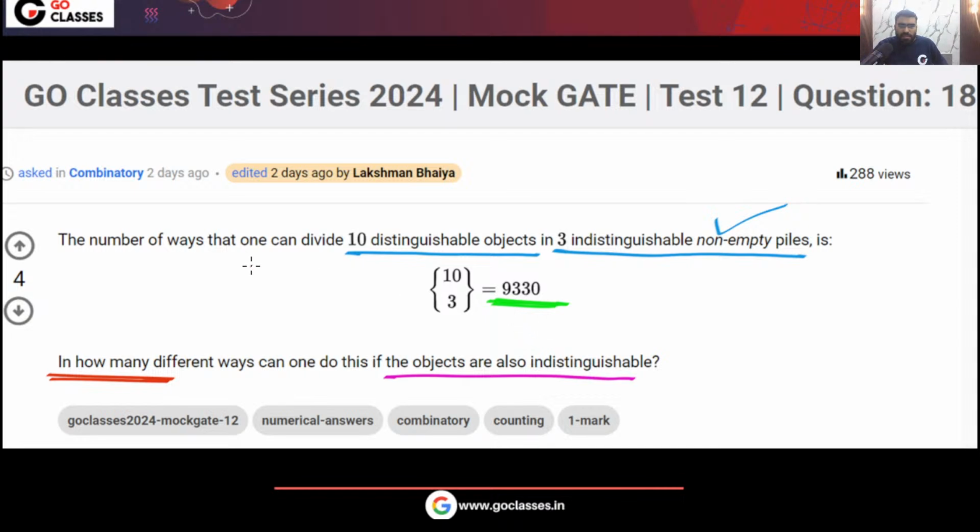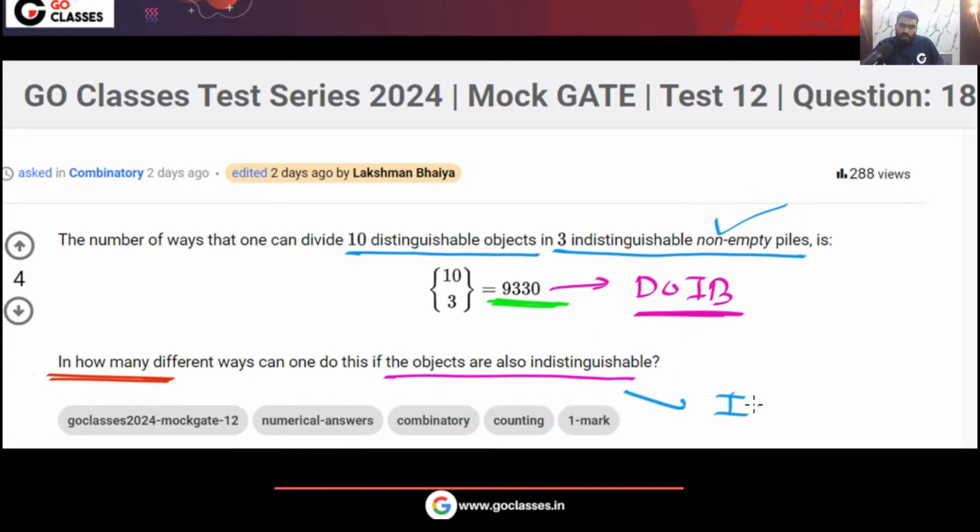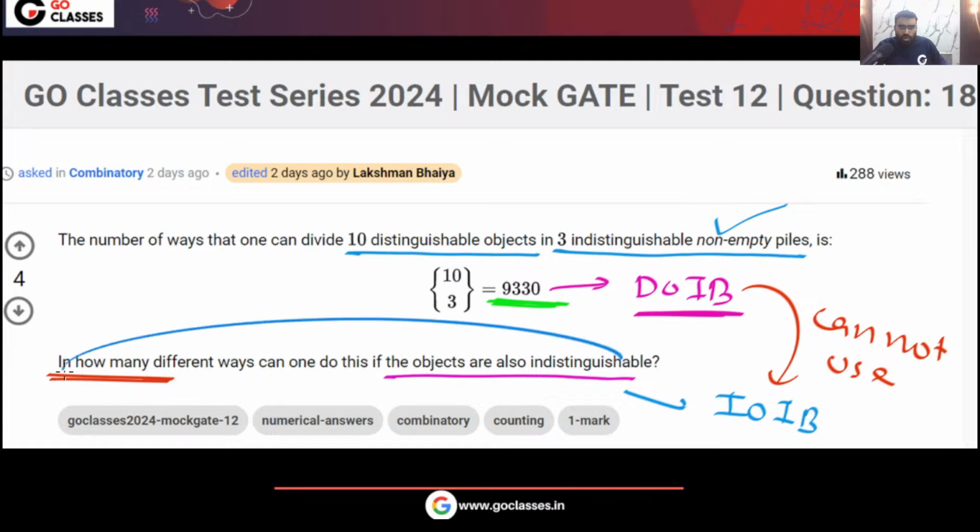See, this is the answer in case of DOIB. This DOIB answer, you cannot use it. We cannot use this answer to find out IOIB. To find out IOIB, we cannot use this DOIB. There is no relationship between them. So you just have to solve this question separately. Is this clear?